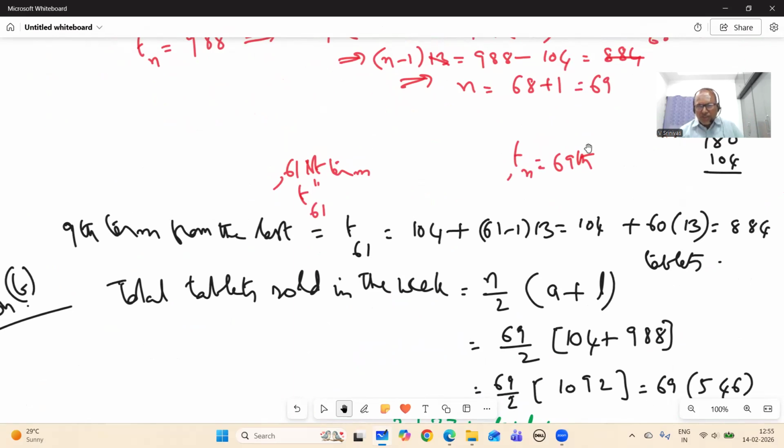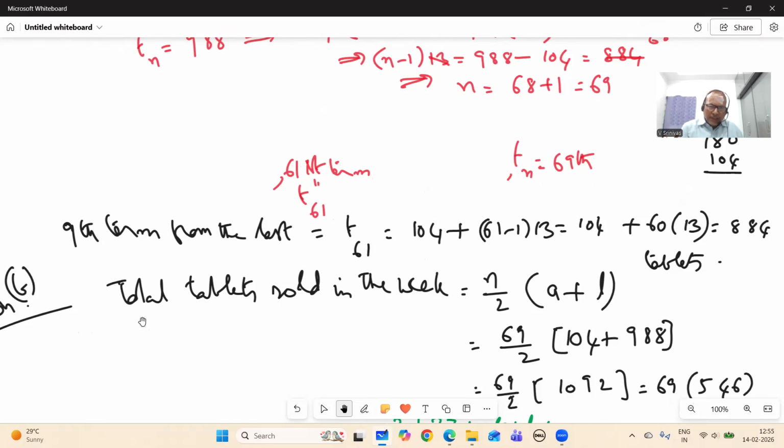On the 69th position, this is the first shop. You have to come from the right hand end to the left hand side. This is the first shop, the 68th will be the second shop, and so on. If you look at the 61st, if this is the first shop from the end, 62nd will be the second shop, 63rd will be the third shop. So this will be the 9th. So from the end, if this is first, this becomes the 9th shop. So the 61st shop will be the 9th shop from the last. So you calculate T61. That gives you the tablets sold by the 61st, 9th shop from the last.